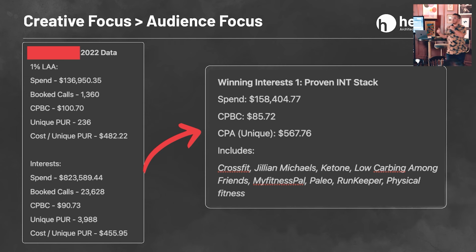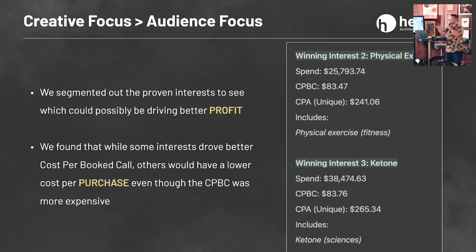And so could we then break apart these audiences into different segments, different ad sets, and figure out if there are audiences where, while maybe the cost per book call is higher, their CPAs go lower? Could we figure that out? So that's what we did next. We segmented out those proven interests into different ad sets, and we wanted to figure out if there are ones that could have higher levels of profit, even if they have different ad metrics on the front end, and that's exactly what we saw. Winning interest number 2, we spent $25,000.